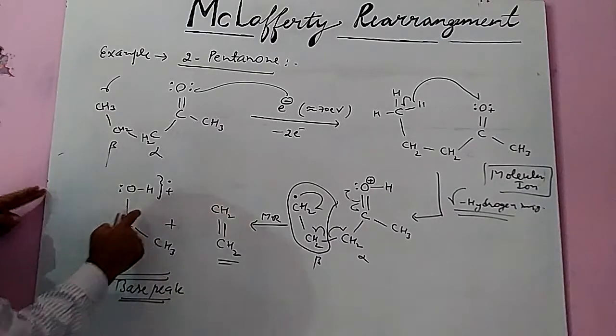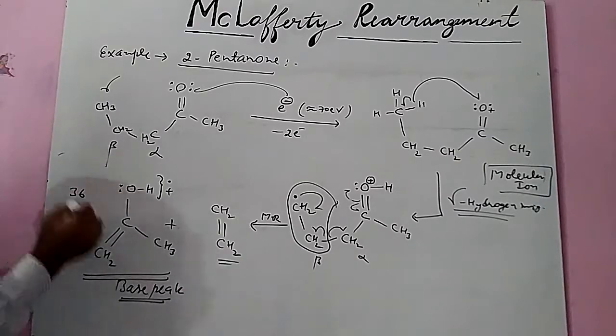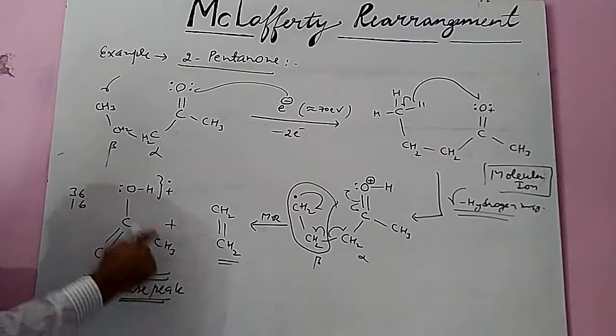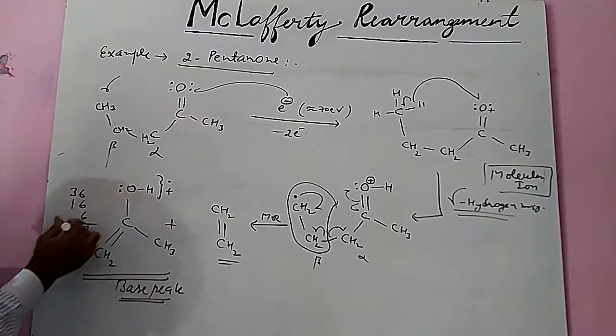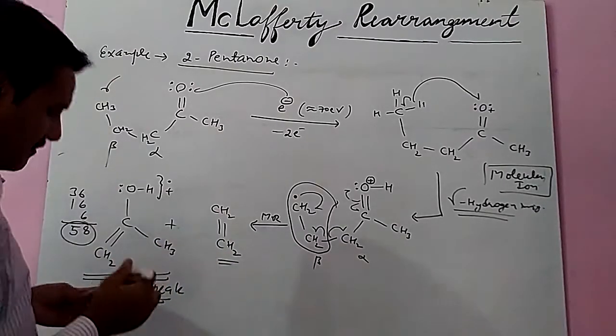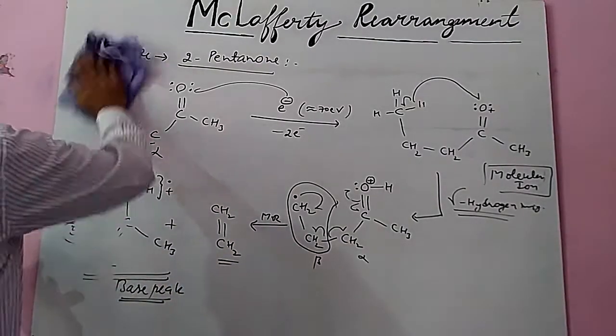Now check the value of the base peak. Here carbon 1, carbon 2, carbon 3: 3 carbons is 36, oxygen 1 is 16, hydrogen: 2 plus 3 plus 1 is 6. Hydrogens 6, check it: 36 plus 16 plus 6 is 58. So the base peak is found at 58. Similarly, this will happen in another example.